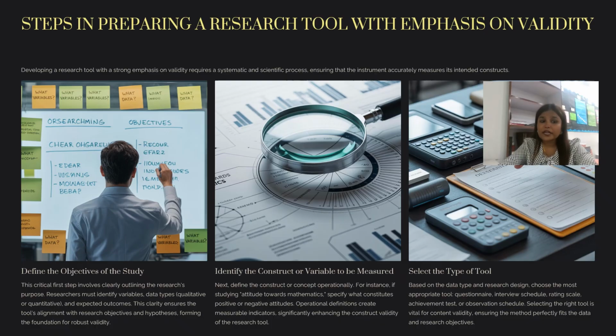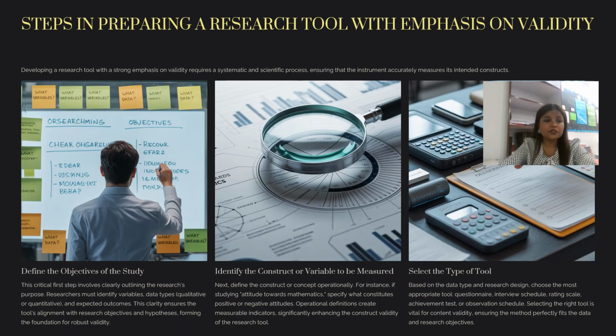So, the second step is to identify and define the construct, that is, the concept being measured. For instance, attitude towards mathematics must be operationally defined. What does a positive attitude or negative attitude mean? Operational definitions help create measurable indicators which form the basis of construct validity.